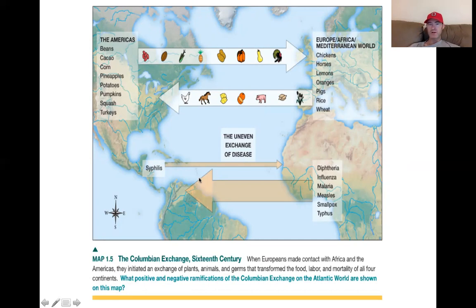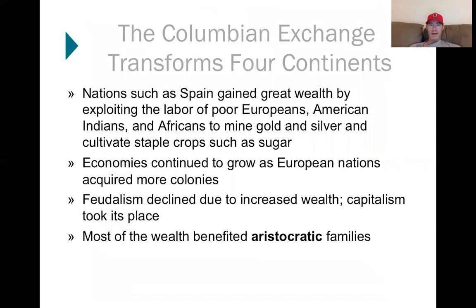But the downside is when you're looking at the uneven exchange of disease, you always hear stories about the syphilis that is going to affect the Europeans. But you notice, as you can see here, a much larger amount of disease that's going to be coming across the ocean from parts of Europe and then also parts of Africa. So when we think about this idea of Columbian exchange, we need to really think about it: exchange of goods, exchange of disease, the ideas, the people. And so it transforms four continents very, I would argue, drastically and importantly.